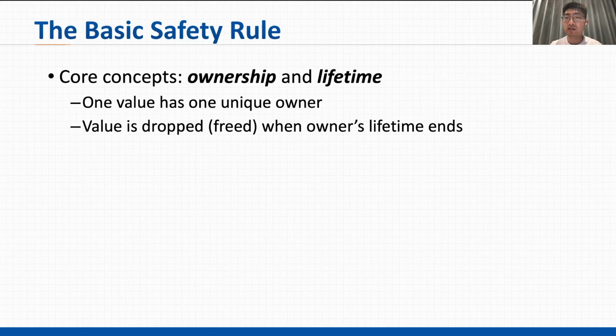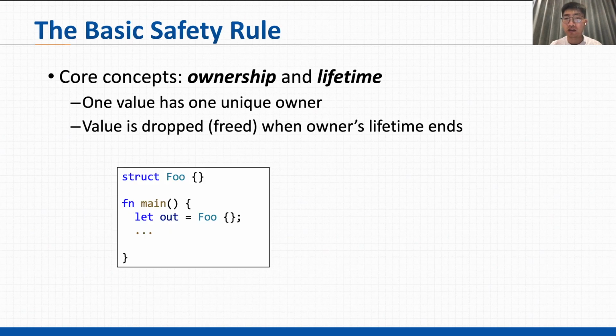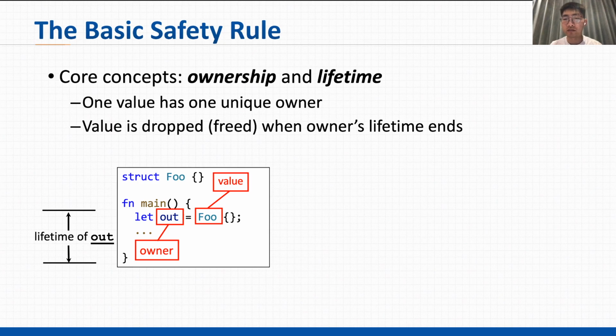Rust's safety mechanism centers around two important concepts: ownership and lifetime. The basic rule only allows a value to have one and only one owner. A value is dropped when its owner's lifetime ends. Here, a Foo value is created and its owner is variable out, and the lifetime of variable out is the whole function. When the function is finished, variable out will free its value automatically.